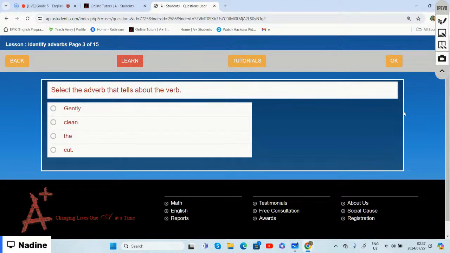Gently clean the cut. What is our adverb within that sentence? How am I supposed to clean the cut? Or how should I clean the cut? That's the question you should ask yourself. They say gently clean the cut. Clean is our verb. Now we need to select a word that tells us about clean.